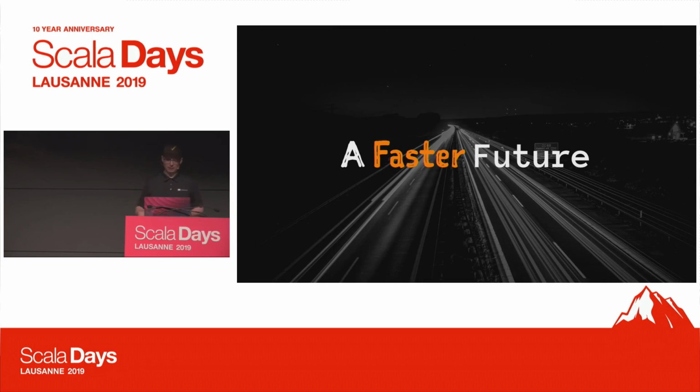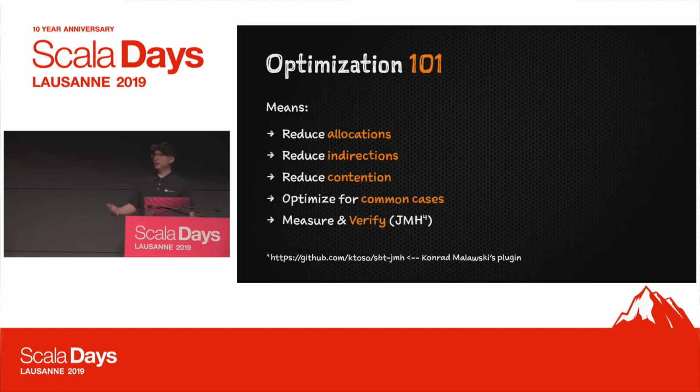So we fixed the first 3 plus the buggy things. So if we want to have a faster future implementation, what do we need to do? Well, first we need to go through performance optimization 101. We want to reduce allocations, we want to reduce indirections, we want to reduce contention, especially since future is a concurrency or coordinating data structure. So we want to reduce contention on shared resources on the memory bus. And of course, when you optimize something, you don't want to optimize for the really rare case, because that would just be a waste of time. So you want to optimize for the really common cases. And of course, you don't know if you've succeeded if you don't measure and verify. So I've been using JMH for doing the verification and SBT JMH to actually run it.